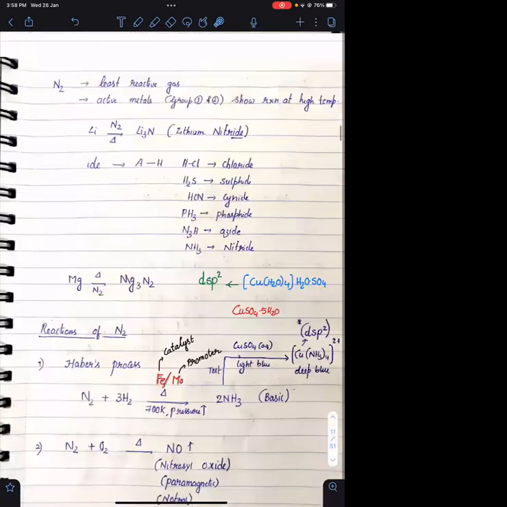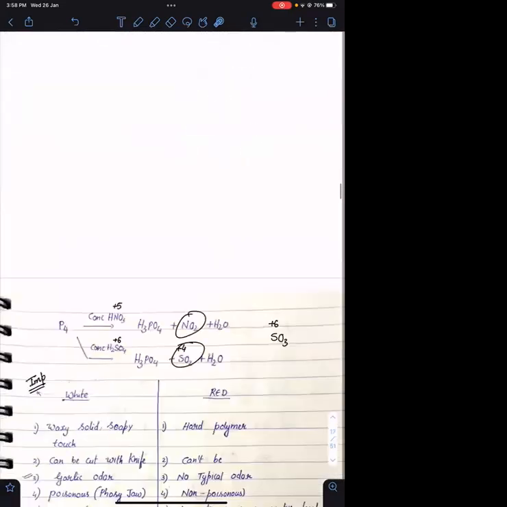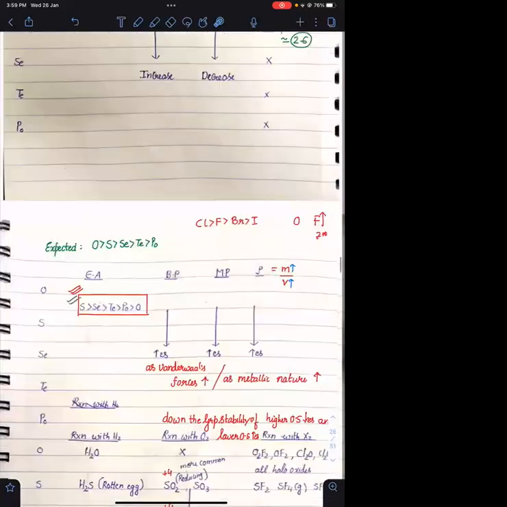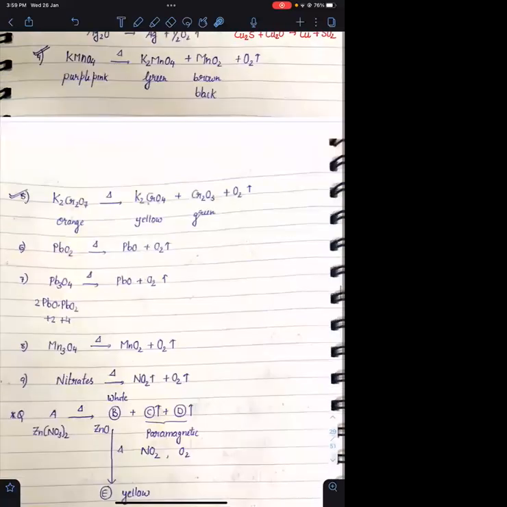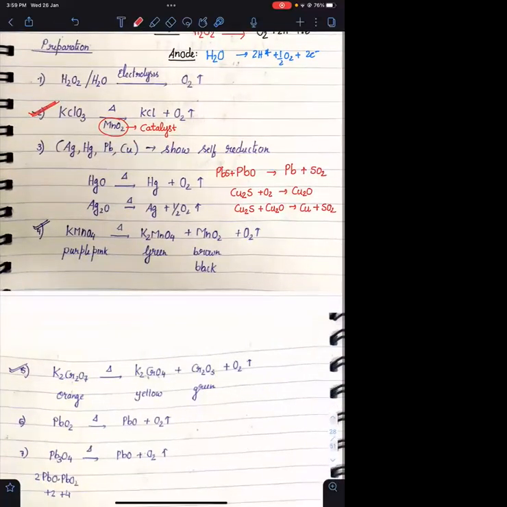If you heat potassium dichromate and potassium permanganate, you will be getting O2. Those are the preparation methods for O2. KMnO4 gives K2MnO4, MnO2 + O2. Very, very important reactions.